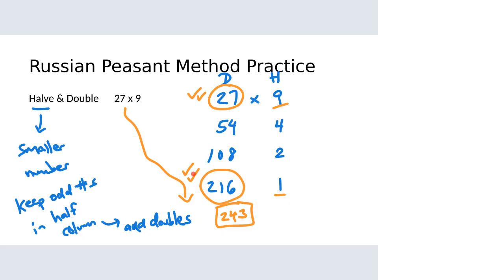Make sure you know the difference between those two methods. Egyptian duplication, we double and keep track. Russian peasant, we halve and double.